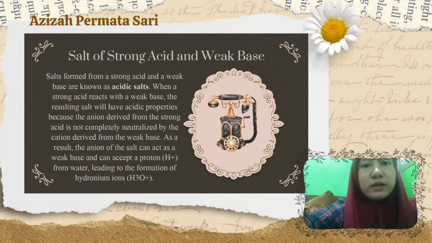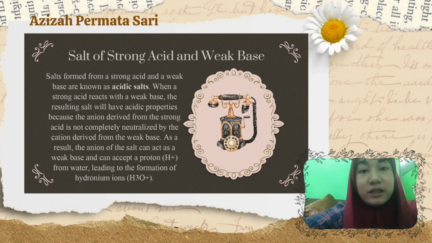Salt of strong acid and weak base. Salts formed from a strong acid and a weak base are known as acidic salts. When a strong acid reacts with a weak base, the resulting salt will have acidic properties because the anion derived from the acid is not completely neutralized by the cation derived from the weak base. As a result, the anion of the salt can act as a weak base and can accept a proton, H+, from water, leading to the formation of hydronium ions, H3O+.